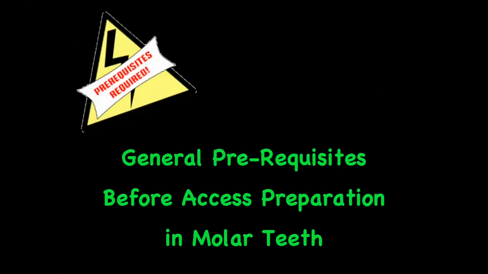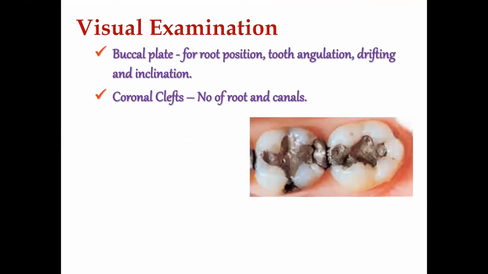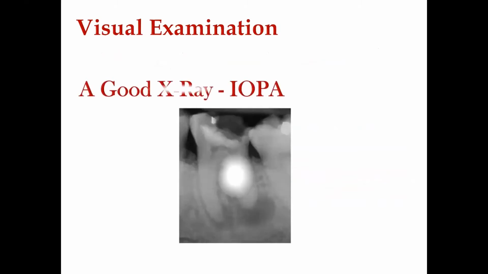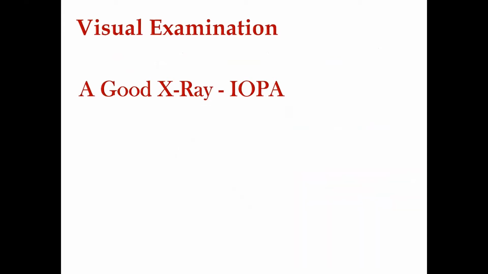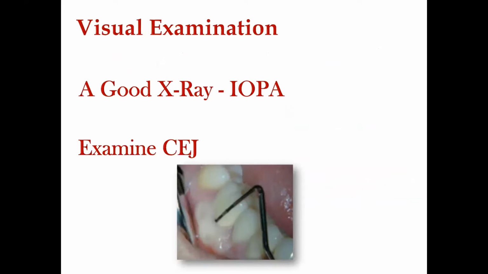Before starting, we'll go over the general prerequisites that need to be noted. The first one is the visual examination. Before you start, you need to visually observe the morphology of the tooth, the cusps, the root position, the angulation of the tooth, and the coronal clefts. After visual examination, a good X-ray or an IOPA needs to be present. This IOPA is going to give you a complete idea of the number of roots, the root canal chamber, and the pulp space, also the height and width of the pulp chamber. Apart from that, you need to examine the cemento-enamel junction.